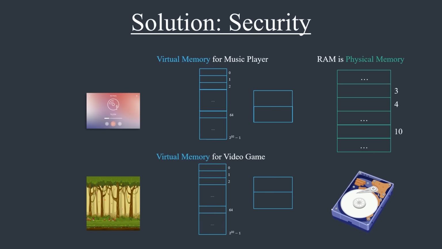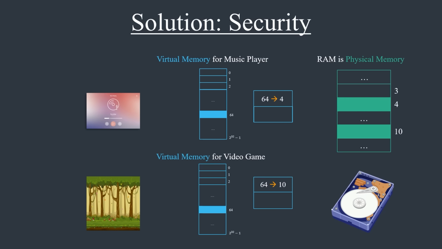Now let's talk about the security problem. How does virtual memory keep programs secure? Let's go back to the example with a video game and a music player. Both programs have their own virtual address space and a map. When the video game accesses the player's health at address 64, it is mapped, for example, to physical address 10. And when the music player writes the remaining song duration, it writes it to, say, physical address 4. Even though each program tries to write to address 64, they are mapped to different physical locations.